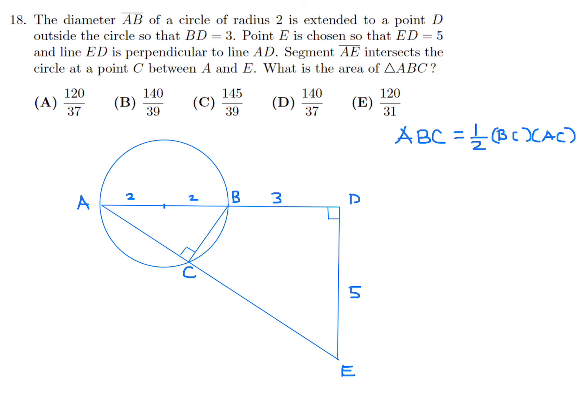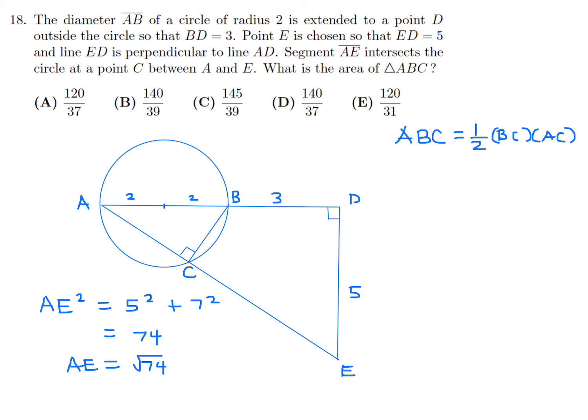Using Pythagoras, I can easily figure out AE. That's just going to be 5 squared plus 2 plus 2 plus 3, which is 7, squared. So that's 25 plus 49, which is 74. Therefore, AE is root 74.